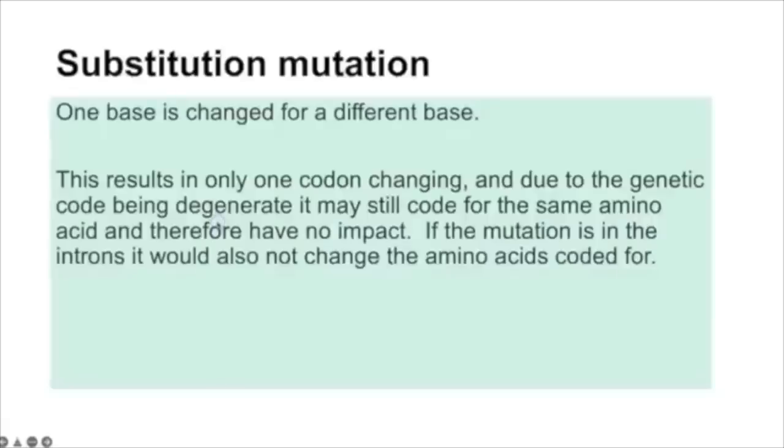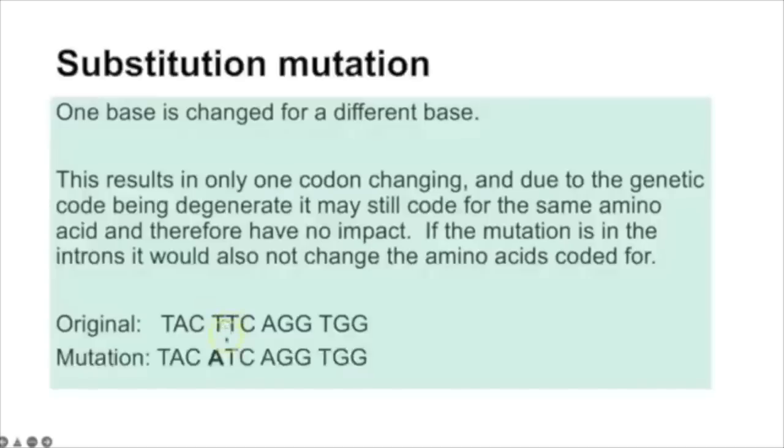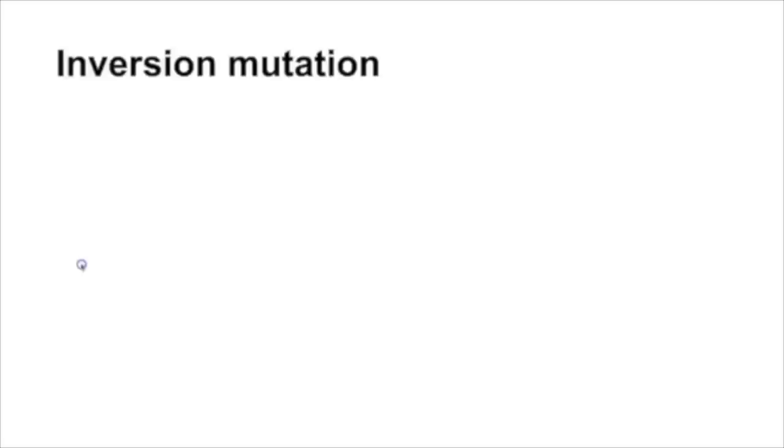Substitution is where one of the bases is swapped for another one. So again, we can see we've got our original sequence, and here's the new sequence where we've had a mutation occur, so thymine has been swapped for adenine. Now this could result in a different amino acid being coded for, or it might actually result in the same amino acid being coded for because the genetic code is degenerate. It could also have no impact on the protein being coded for if this substitution happens within the introns, because introns do not code for amino acids.